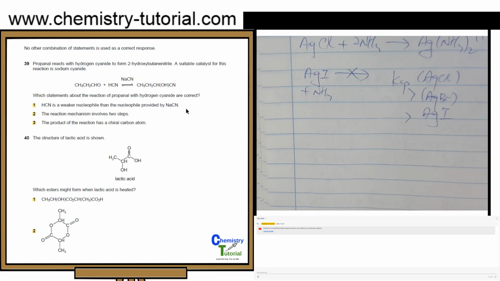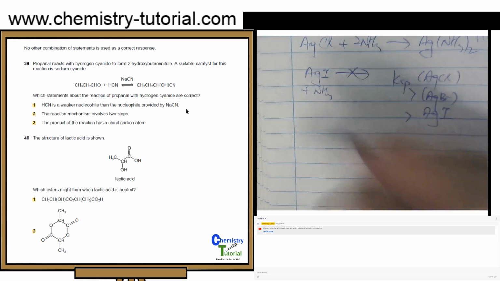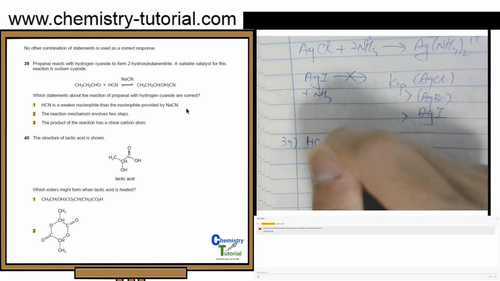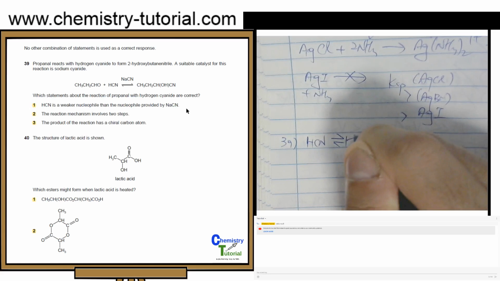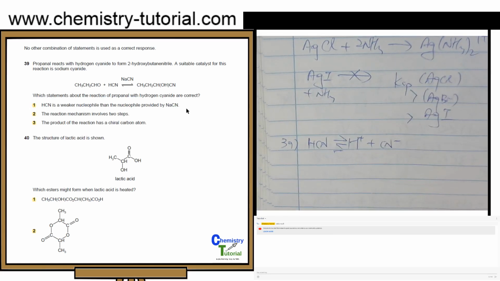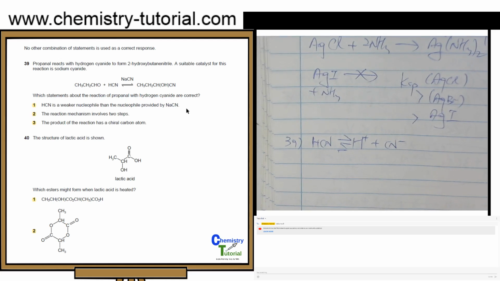your cyanide nucleophile. All right, so I'm going to write it down. For 39, because HCN is a weak acid, I'm going to give you H+ and CN-. Because this is a weak acid, we are going to use a reversible arrow.